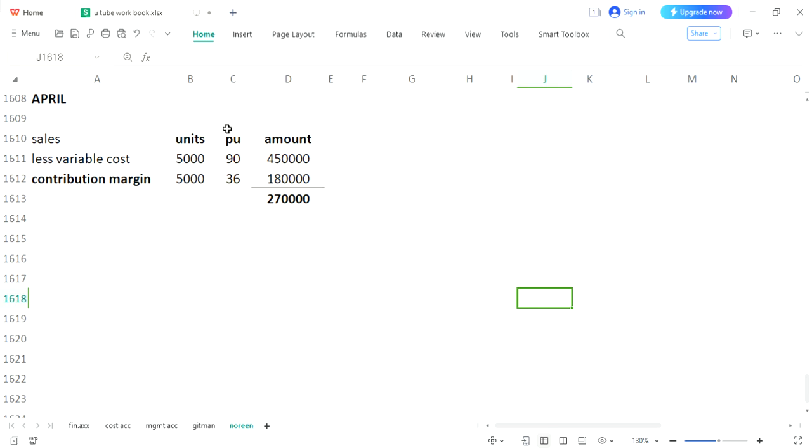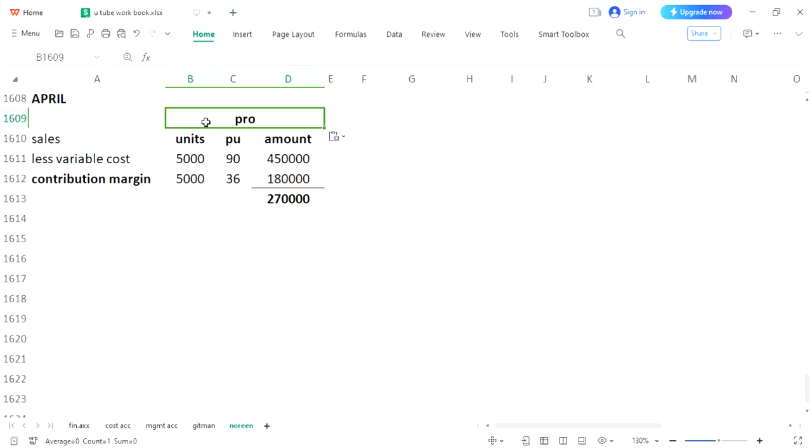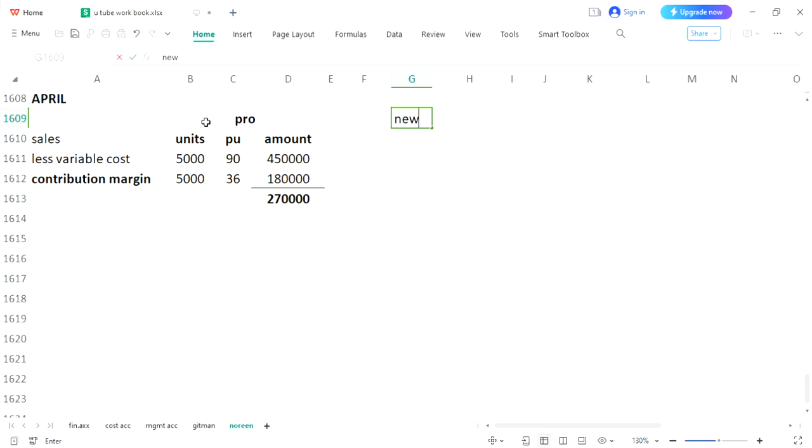Old selling price, variable cost and contribution margin have been calculated. This is old, and now we will calculate new, and for this we have said increase selling price by 20,000. So what you will do, 4,50,000 is the old selling price. You will add $20,000 to increase it. Sale would be 470 instead of 450.